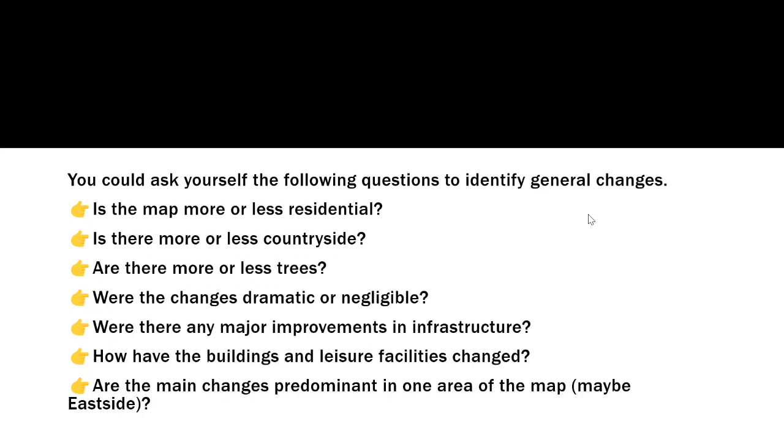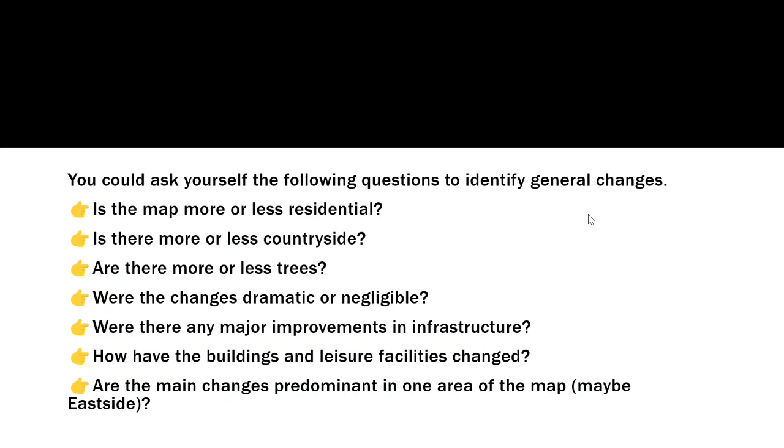So are there more or less trees, or probably there were just few trees and now they have a forest? Were the changes dramatic or negligible? Was it a dramatic change or just something negligible? Maybe just a little change in the size or in the structure of a particular thing. In that situation, you can say it's negligible. But if it's dramatic, then you let us know. Are there any major improvements in infrastructures?